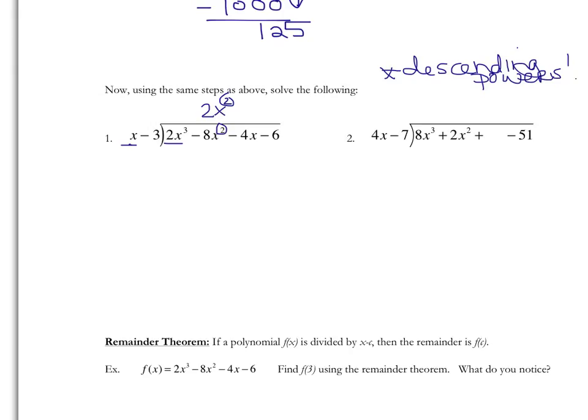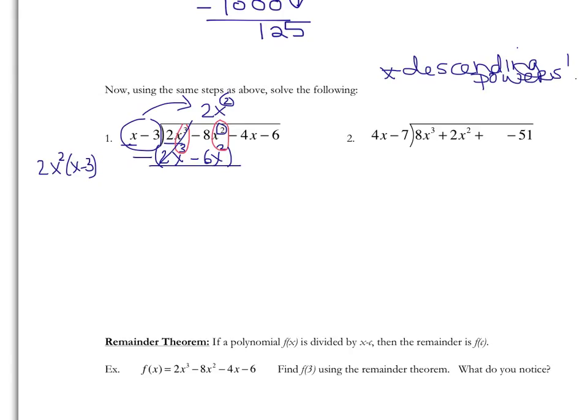So x times, now I'm going to multiply this whole thing times what I put up top. If I do it out on the side and I distribute, I get 2x to the third minus 6x squared. Notice that my exponents line up. Follow what I did above. I'm going to subtract the whole thing. So 2x to the third minus 2x to the third, those are going to cancel, and those should always cancel. If they don't cancel, you did something wrong.